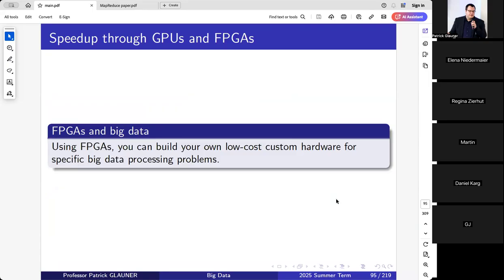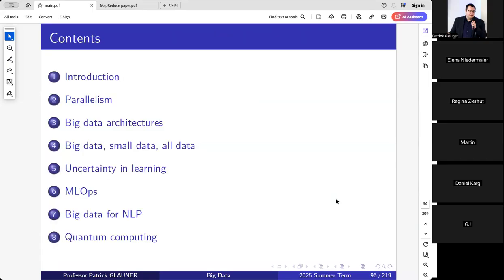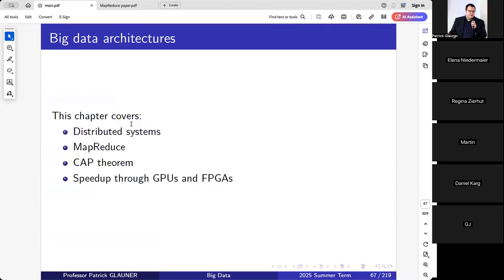And you can use this also for neural networks. So we have looked at the big data architectures. We've seen quite some different stuff. We've seen distributed systems. We've seen MapReduce as an approach to distributed systems where we don't need to worry too much about the parallelization on our own. Rather, it's done for us. We just describe or implement the mapping and reducing functions.